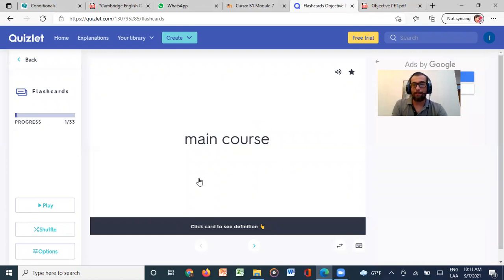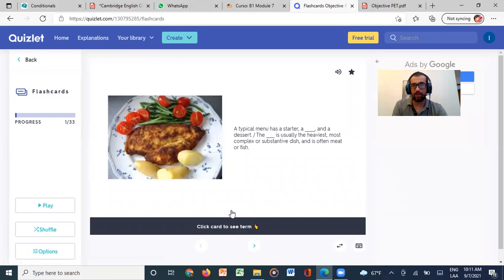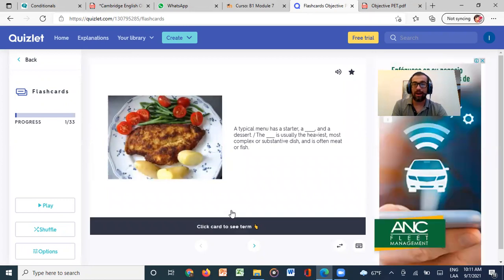So let's start with the main course. What's the main course? Well, a typical menu has a starter, a main course, and a dessert, right? The main course is usually the heaviest, most complex or substantive dish, and it is often meat or fish. So that would be the main course, in this case, of a restaurant.